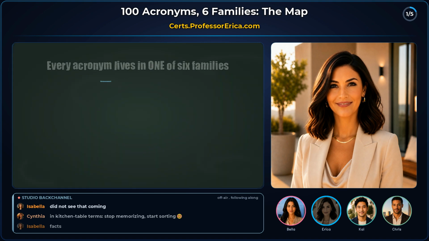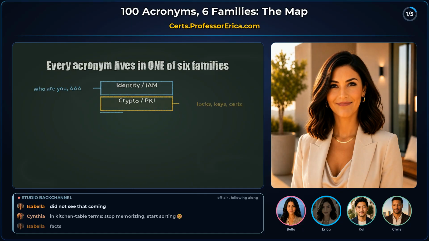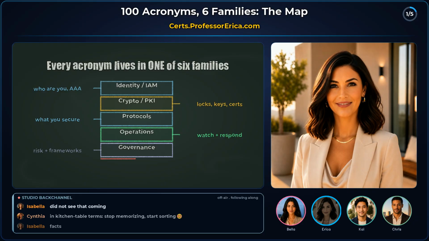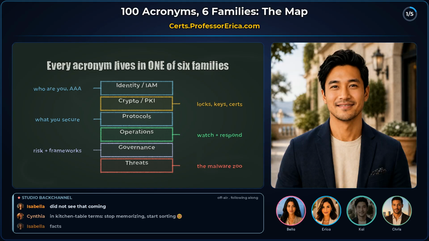Start with identity at the top, the AAA world. Then crypto and PKI underneath it. Then the secure protocols, then the operations and monitoring stack, then governance and risk, and finally the threat and malware names. 6 bands, and we will fill each one in. 6 bands, and notice the payoff.